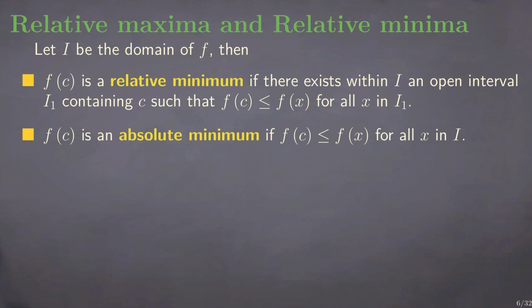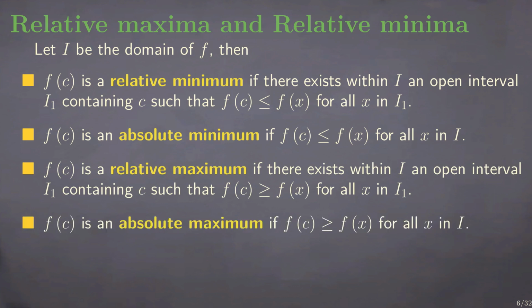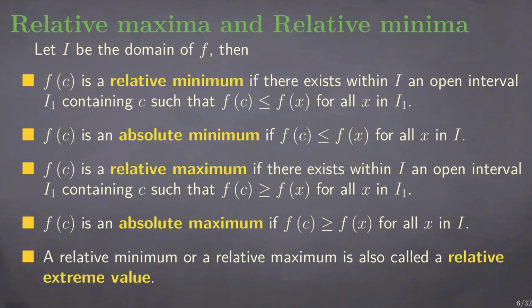And now similarly, if we reverse the inequalities, then we have the definition of relative maximum and also the definition of absolute maximum. And actually a relative minimum or relative maximum is called in general a relative extreme value.